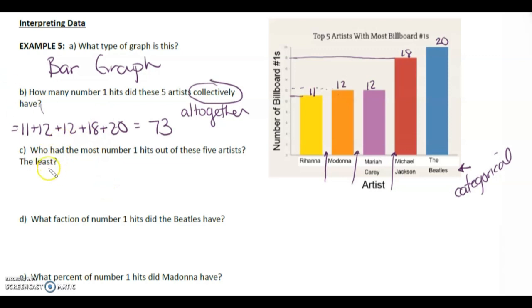And now let's compare. Who had the most #1 hits? Okay. And then the least. So the most is going to be the highest bar. So visually, we can see that. That's the point of a bar graph for the visual. Okay, the Beatles have the most #1 hits. And visually, the least #1 hits is Rihanna.